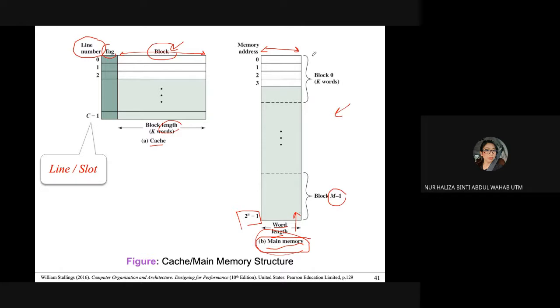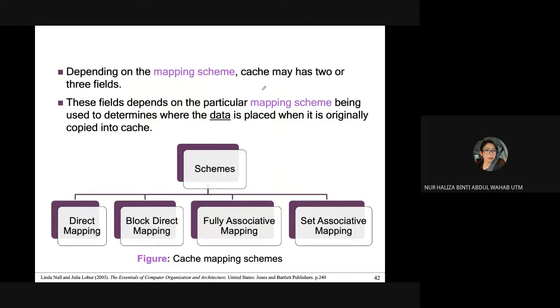And your blocks are divided like this. And for the cache it's also similar, only that this is the block length, how many blocks you have, and this one is a tag. Later on you will see what the tag is and also the line numbers. So yesterday we looked at only two techniques, LOI and HOI, but in the cache you have four mapping schemes in total. A cache may have two or three fields depending on the mapping scheme.